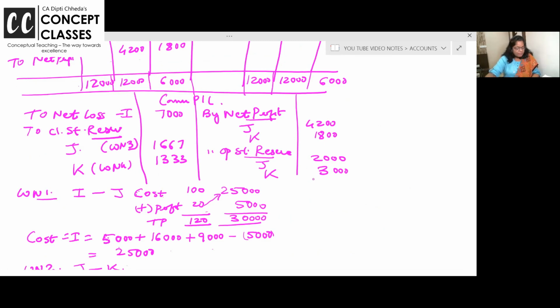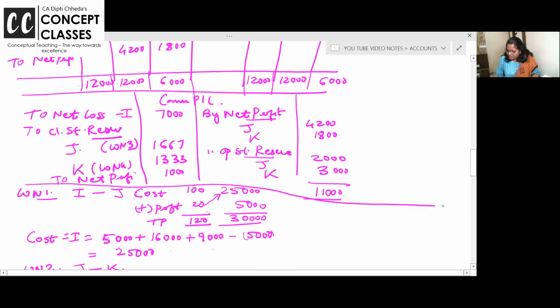4200 plus 1800 plus 2000 plus 3000. It's 11,000. And this side minus 7,000 minus 1667. 1000 is the final net profit. And this is over. Double line.